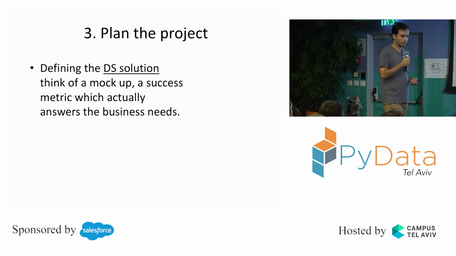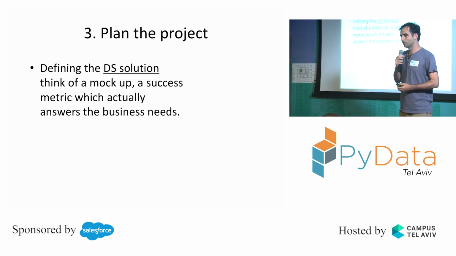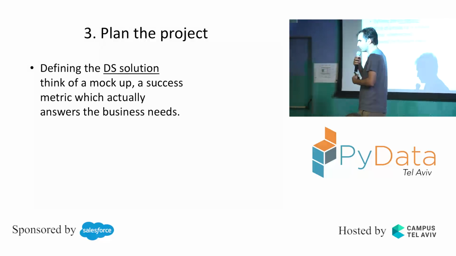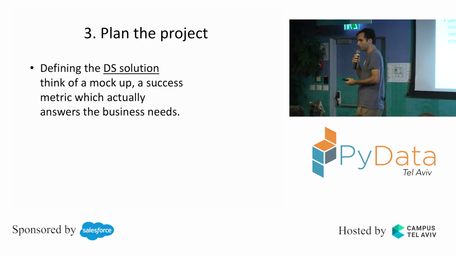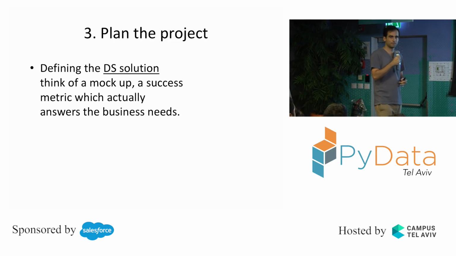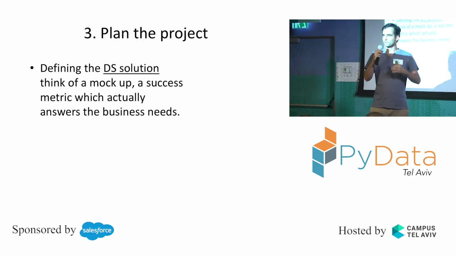One thing that is often overlooked is planning the project, the data science solution. I explicitly wrote data science solution here because we're not building a model. We're not trying to win a Kaggle competition. We're trying to answer a business need. And sometimes this first critical stage is overlooked. I'm feeling like a rock star.